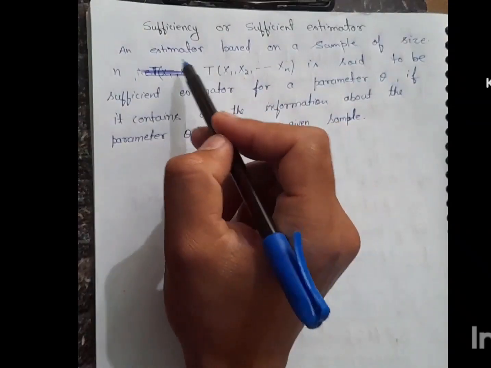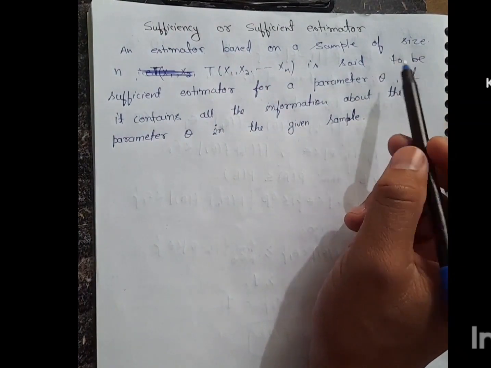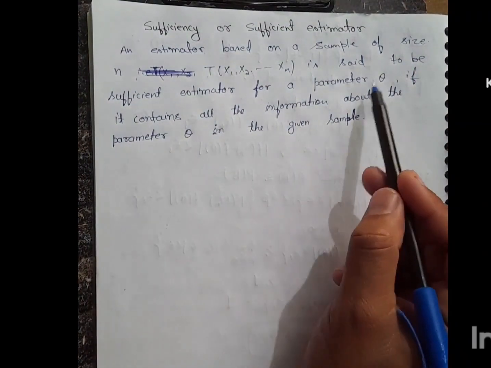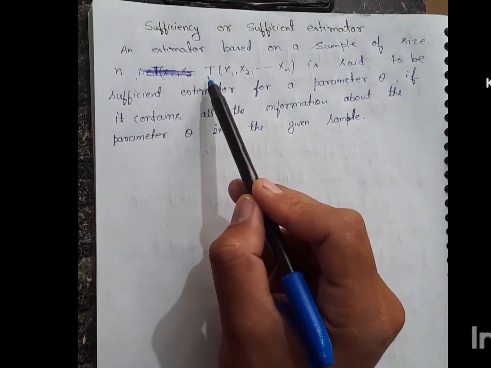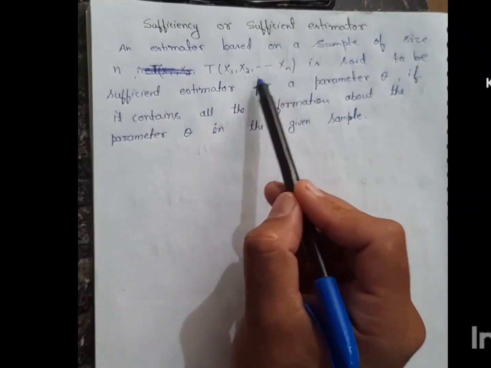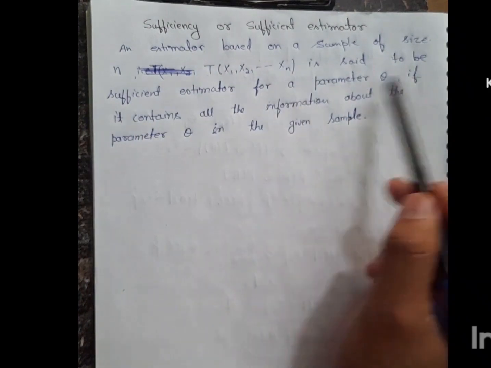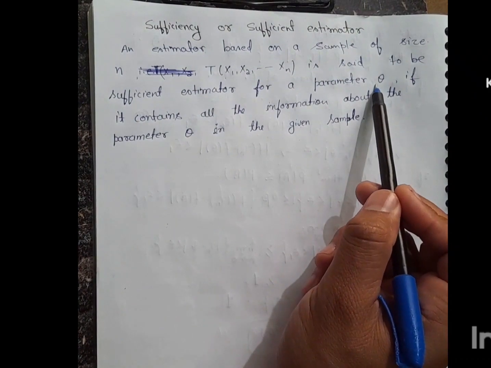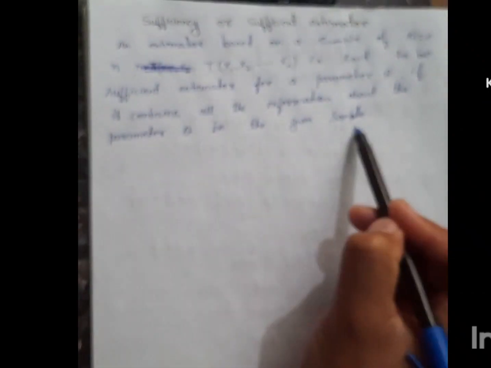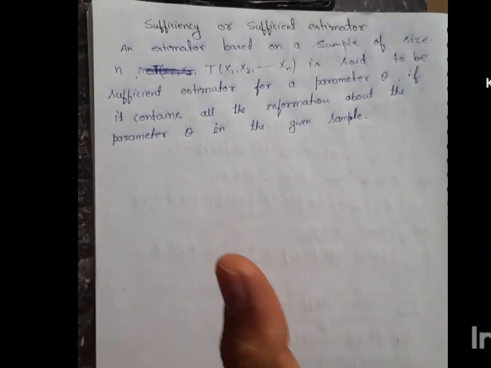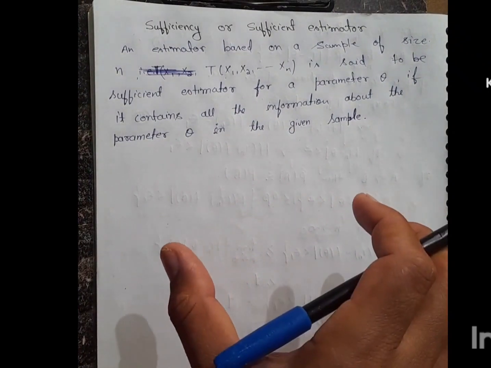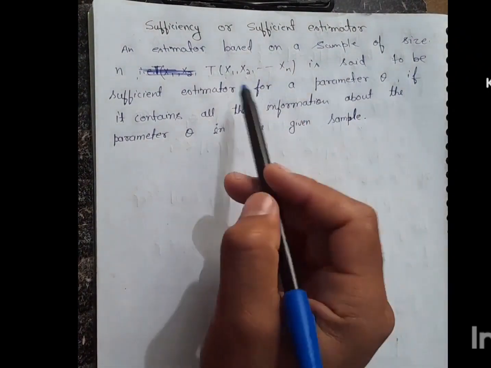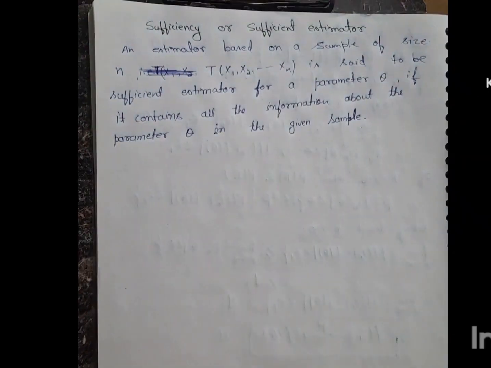So consider an estimator based on a sample of size n. We take a sample of size n from a population with unknown parameter theta, and this estimator T, based on the sample of size n, is called a sufficient estimator of parameter theta if it contains all the information about the parameter theta in the given sample. That means whatever information is given by the sample is contained in the estimator T, then it is called a sufficient estimator for theta.